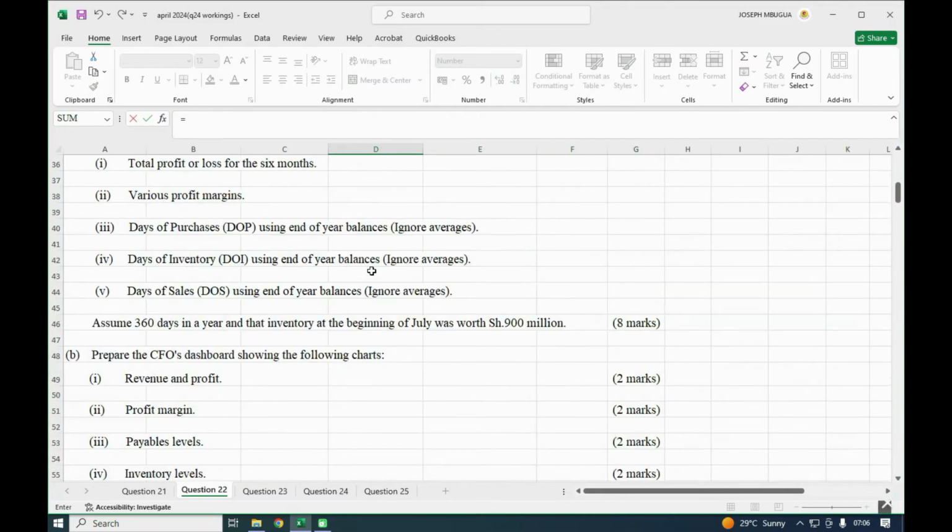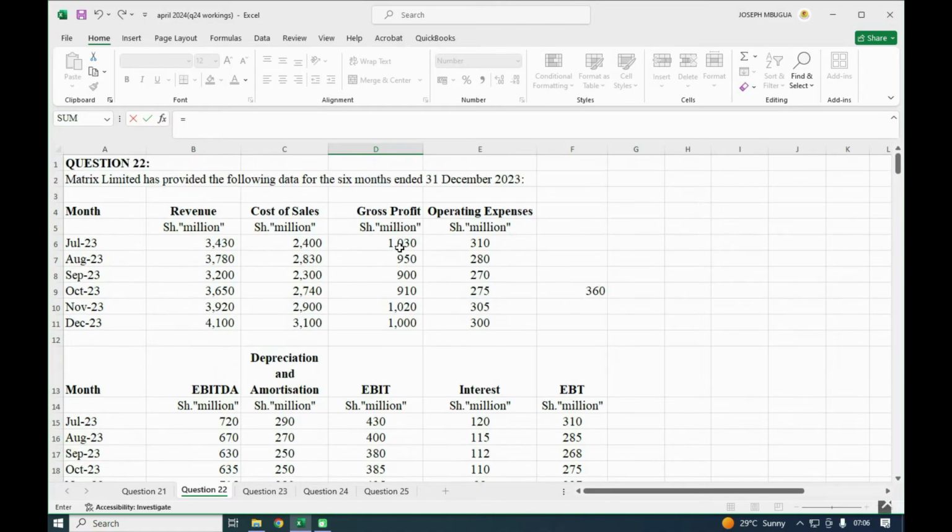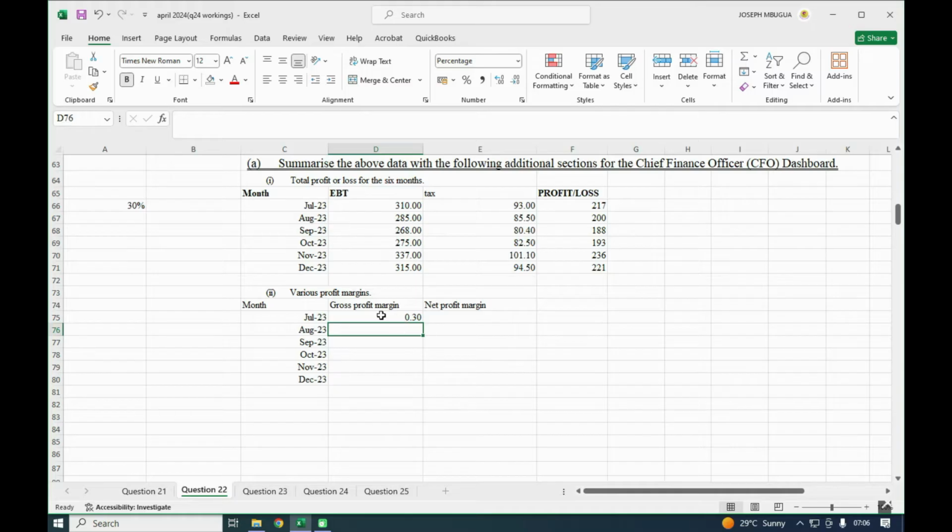Margin is over sales. When we talk about margin is over sales, so I take gross profit, we divide by revenue. Gross profit divided by revenue. That way, and I'll autofill this, and I'll convert that into a percentage to 2 decimal places so that you can be able to see the difference. Yeah, that is our gross profit margin.